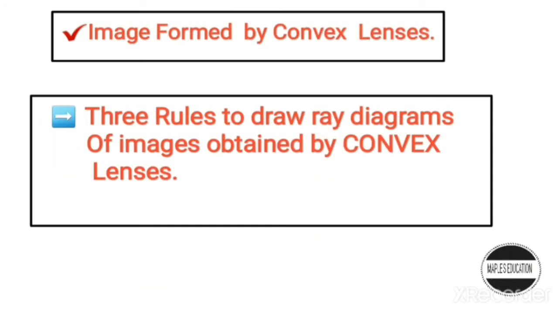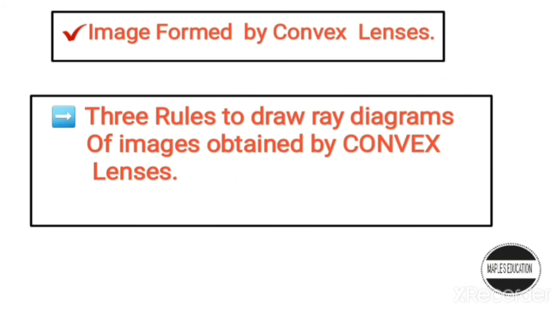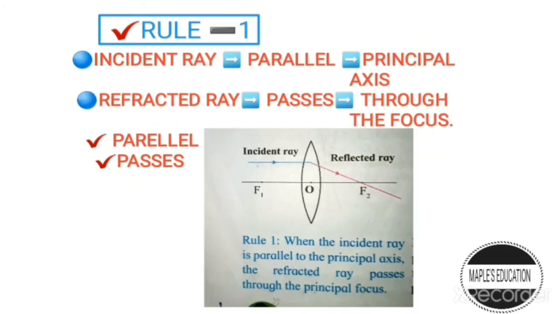Now moving to the next part, we'll understand that a convex lens forms an image, and there are rules to draw those ray diagrams. There are 3 rules to draw ray diagrams of images that we obtain from the convex lens. Now what is a convex lens? It is something like this. So let us move further with rule 1.